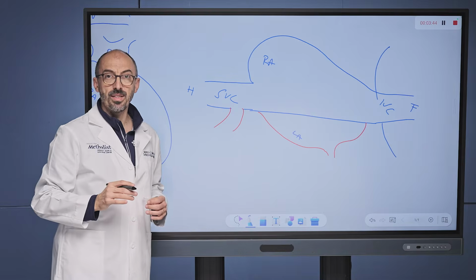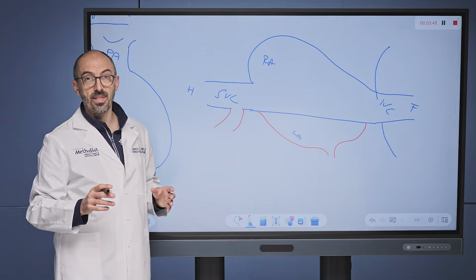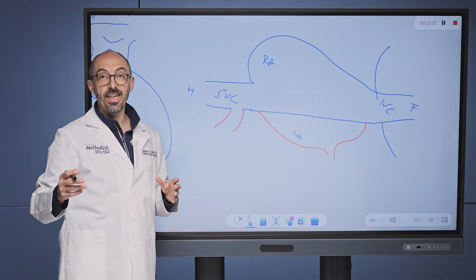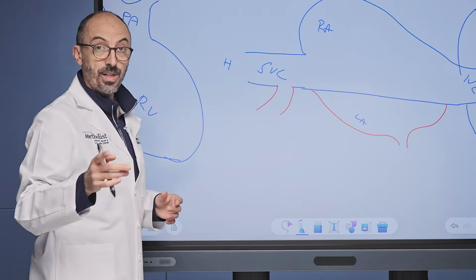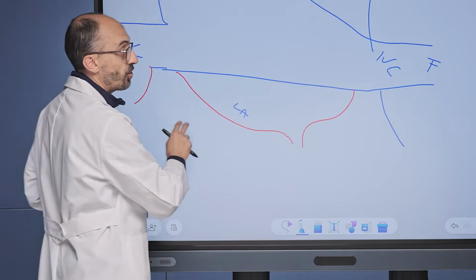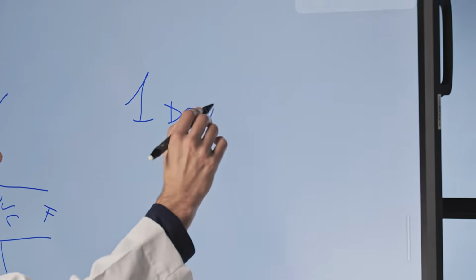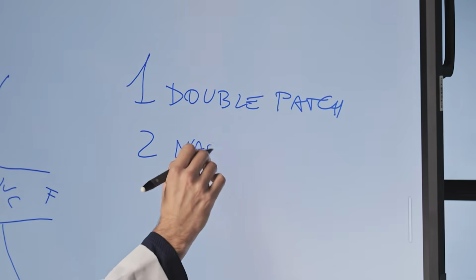Supposing the patient needs a surgical repair, in this case the QP:QS, so the shunt across the pulmonary vein, in case the ASD is over 1.5. Supposing we have to do a surgical correction, usually we can use two surgical techniques. One is called the double patch, and one is called Warden.